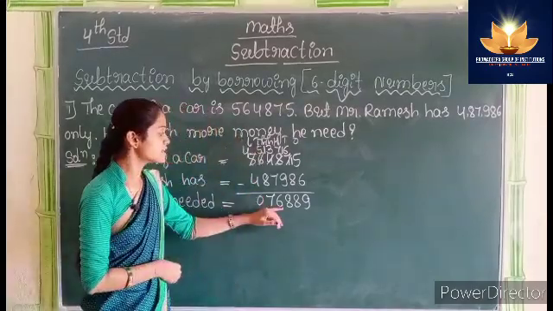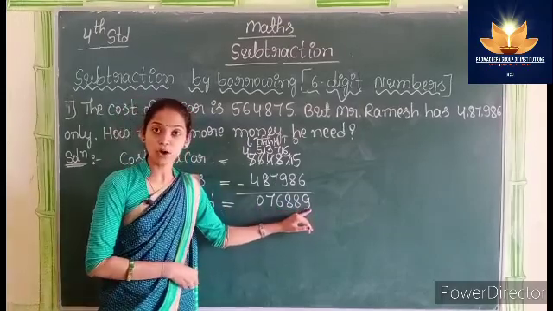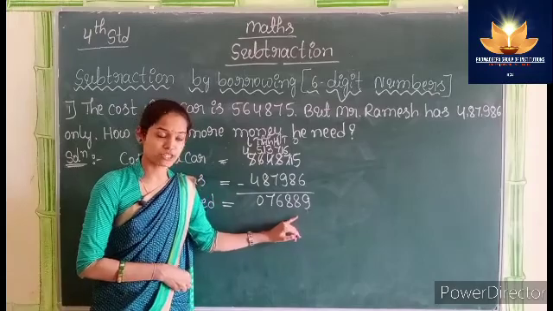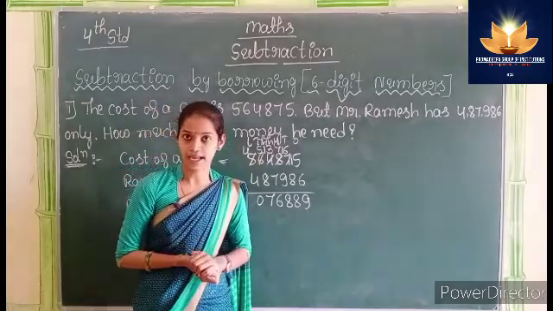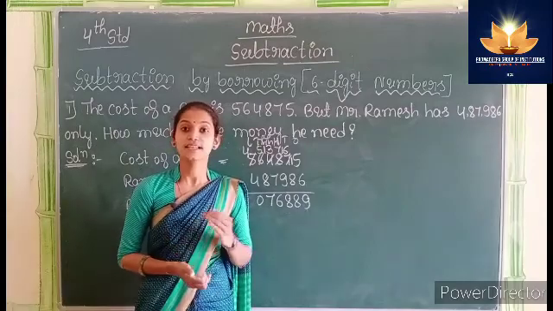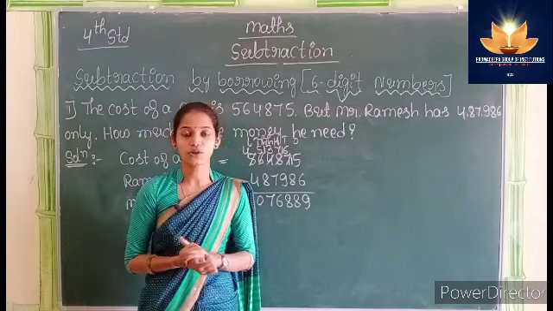We get 76,889. The amount which is needed for Ramesh, that is 76,889. Have you understood, students? This is how we can subtract 6-digit numbers by borrowing.